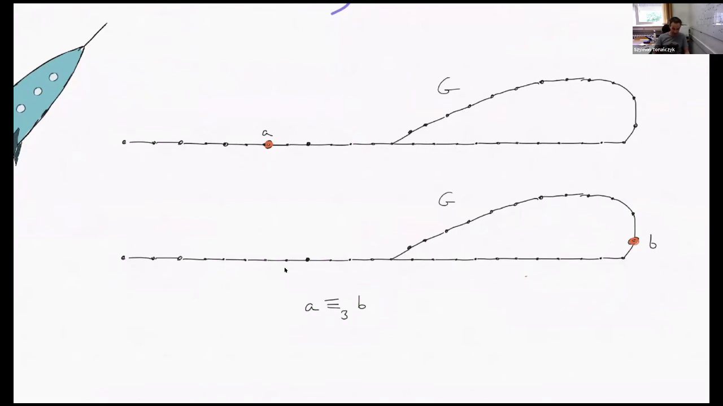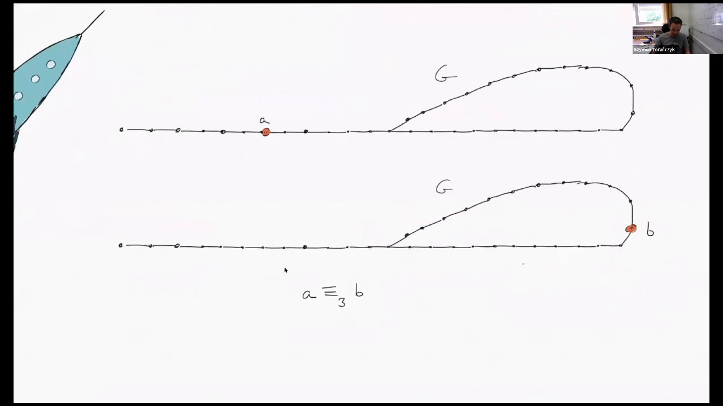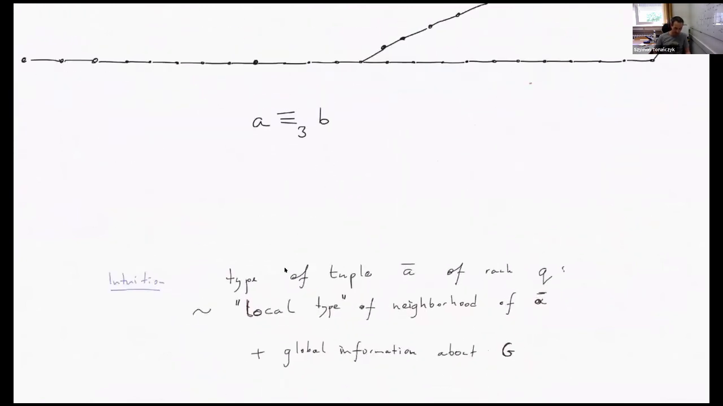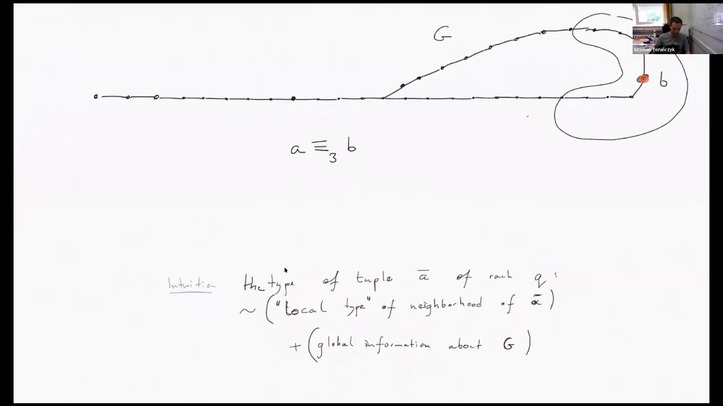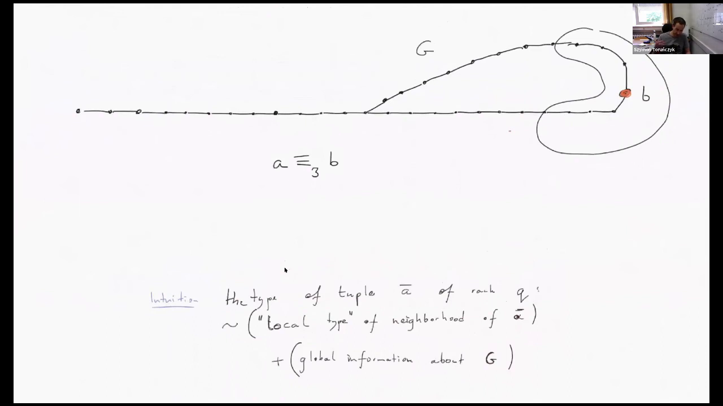And this is encompassed by this notion of locality. So the intuition is that the type of a tuple A of quantifier rank Q is essentially governed by two things. The local type, which tells you about how the neighborhood of the tuple looks like, let's say a single vertex, plus some global information about the whole graph. Okay, so the type of the tuple A, or a single vertex, say, is determined by some local type, I need to define what a local type is, and some global information about the whole graph.